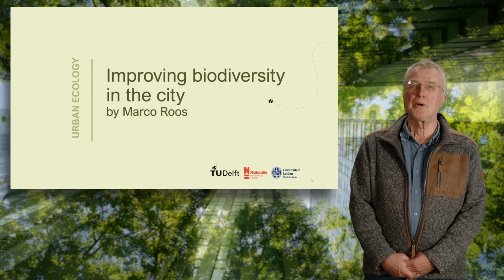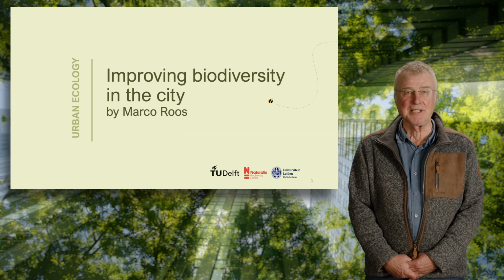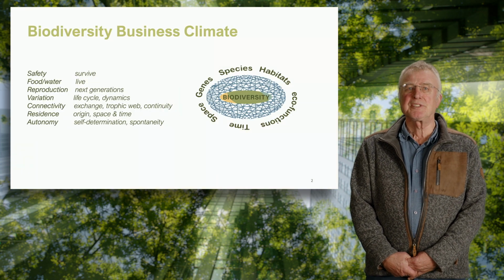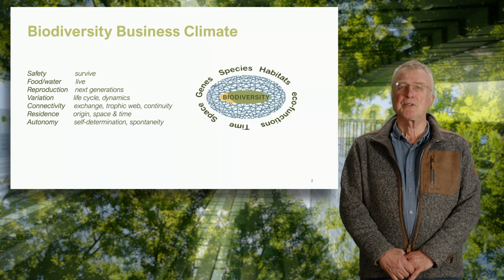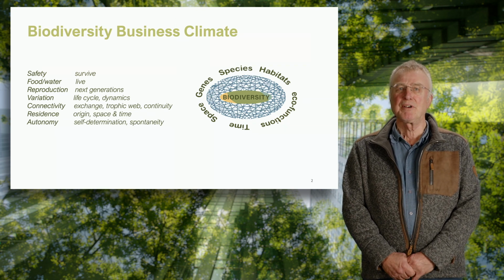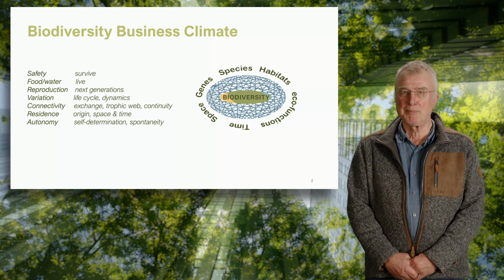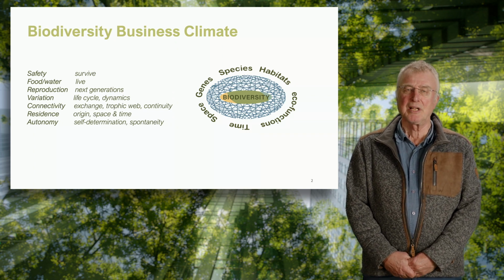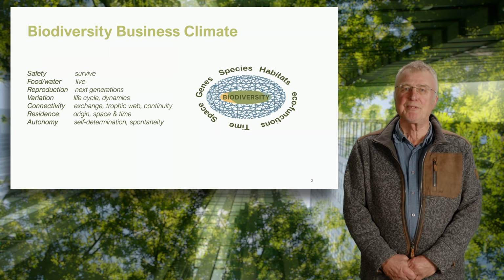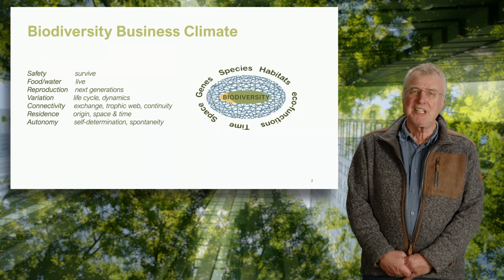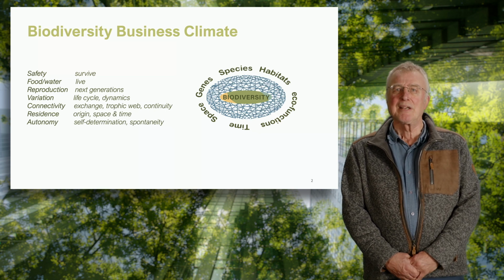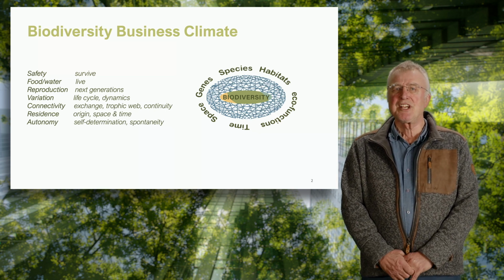Welcome to this video about improving biodiversity in the city. What determines the presence of biodiversity has to do with the components of safety to survive, food and water availability, the possibilities to reproduce next generations. But it also has to do with the variations which are needed to complete the whole life cycle and being able to compete with all the dynamics and changes.